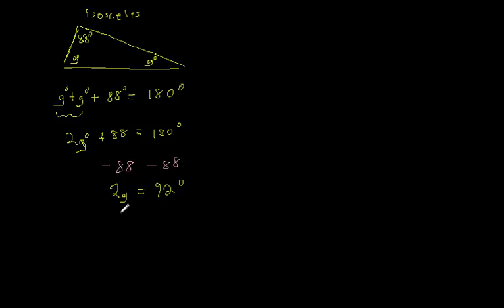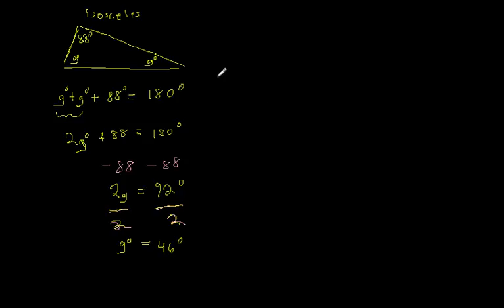The last part here: G is not isolated. It's still being multiplied by 2. The way to undo multiplication is through division, so divide both sides by 2. 92 divided by 2 should be 46. So G should equal 46 degrees. Cool stuff. G degrees equals 46 degrees.